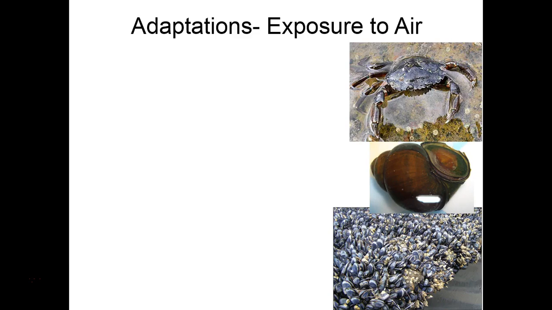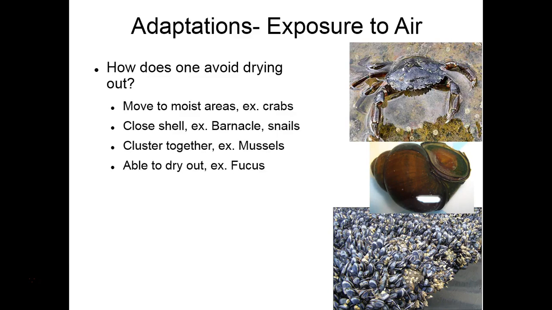All right, so let's look at some adaptations for being exposed to air when the tide is out. How does one avoid drying out? Well, there are a couple of strategies that have been employed. One, if you are mobile, you can move to moist areas, such as crabs. Some crabs will hide under rocks where there is a pool of water that sits there, or they can just go back to the low tide zone underwater.